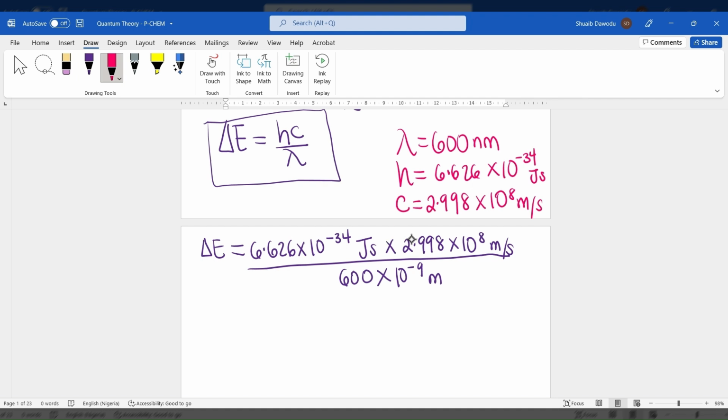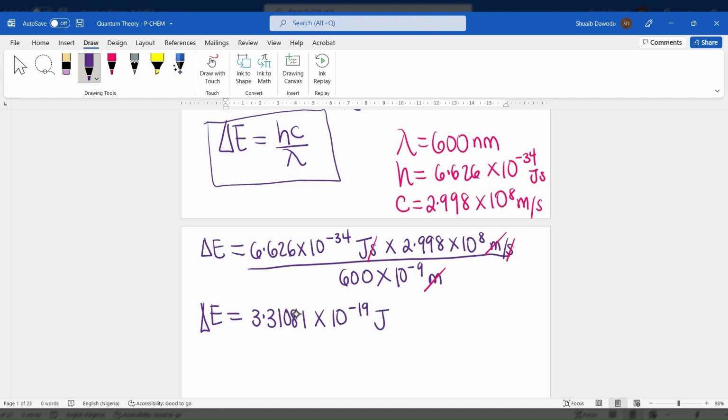You can see how straightforward this is when you actually work on breaking things down. So you cancel out the seconds, cancel out the meters, and you have change in E is equal to 6.626 times 10 to the power of negative 34 times 2.998 times 10 to the power of 8 divided by 600 times 10 raised to the power of negative 9. So when we input this in our calculator, we end up getting 3.31081 times 10 raised to the power of negative 19 joules.